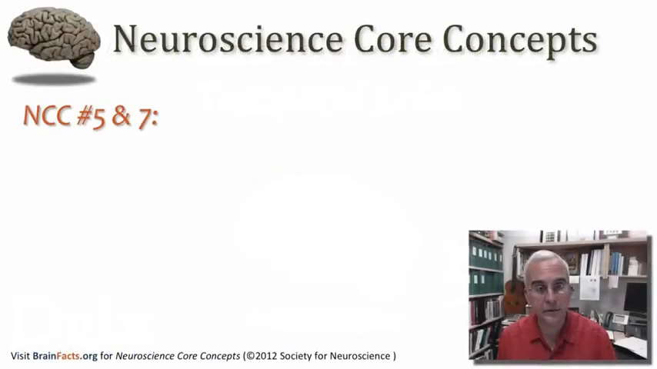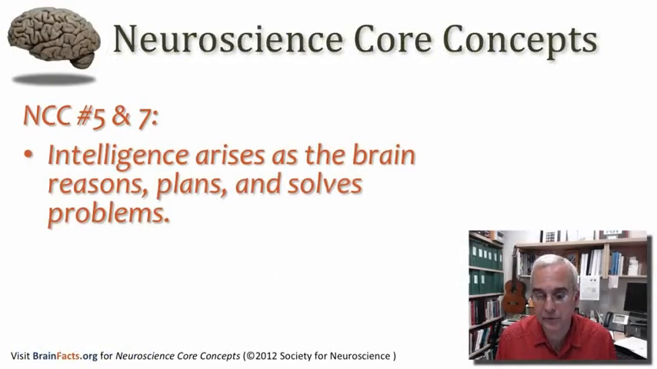This topic pertains to two of our core concepts in the field of neuroscience. We are exploring the associational cortex, and it's from these vast networks of cortical regions in the human brain that intelligence arises. These are the parts of the brain that are in significant ways responsible for our capacity to reason, to plan for the future, and to solve problems.